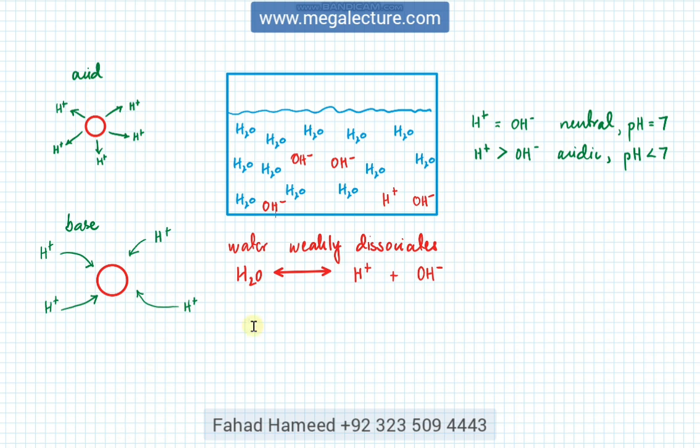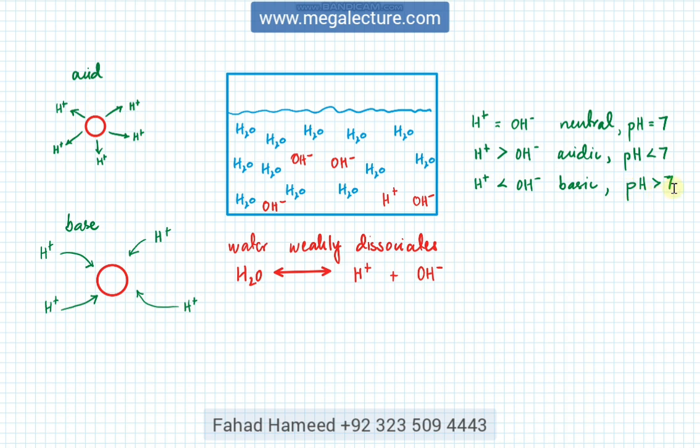So as soon as you add a base, the base removes all the H+ ions and increases the amount of OH- ions. So this kind of solution is known as a basic solution, where the amount of OH- ions are a lot more compared to the amount of H+ ions. So whenever the OH- ions go up and the H+ go down, that's your basic solution. Your water has turned basic, and that in terms of pH is going to be called greater than 7.